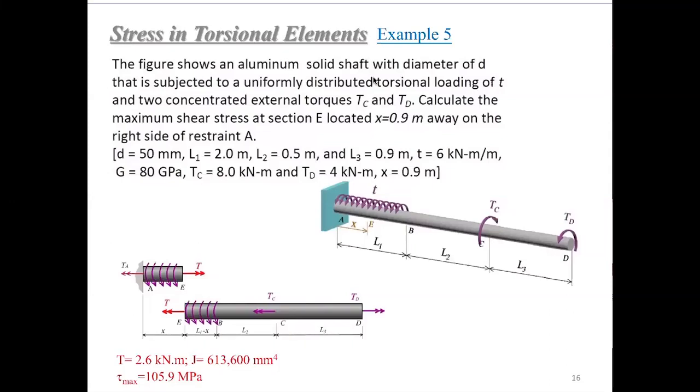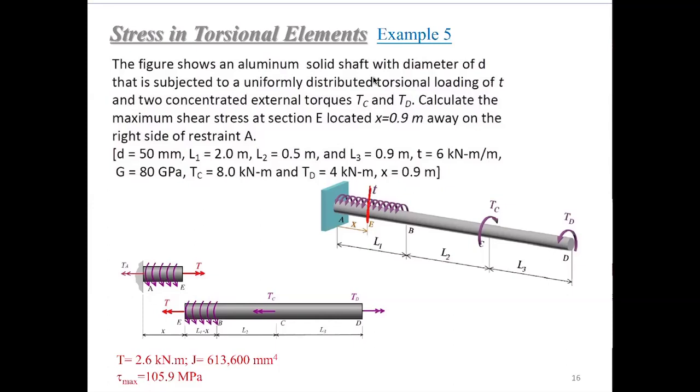Let's just check how to consider this distributed torque. In this figure, you have an aluminum solid shaft with diameter d that is subjected to a uniformly distributed torsional loading of t, and there are two concentrated external torques, TC and TD. Calculate the maximum shear stress at section E, located x equals 0.9 meter away on the right side of the restraint A. We're calculating the maximum shear stress here.